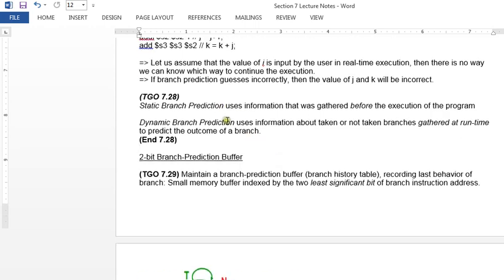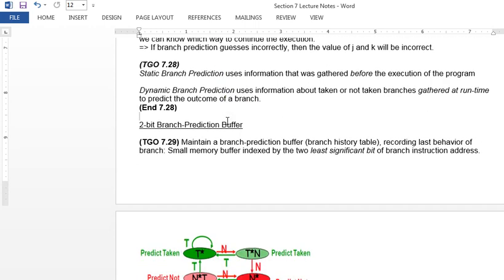I'm going to scroll up a little bit for those in the back. So the idea of a 2-bit branch prediction buffer. The reason it's called a 2-bit branch prediction is because it has 4 states, so we're going to need state 0, state 1, state 2, and state 3. So we need 2 bits to represent all 4 states in the finite state machine. So there's 4 states: predict taken, predict not taken T star N, predict not taken NT star, and then predict not taken here.